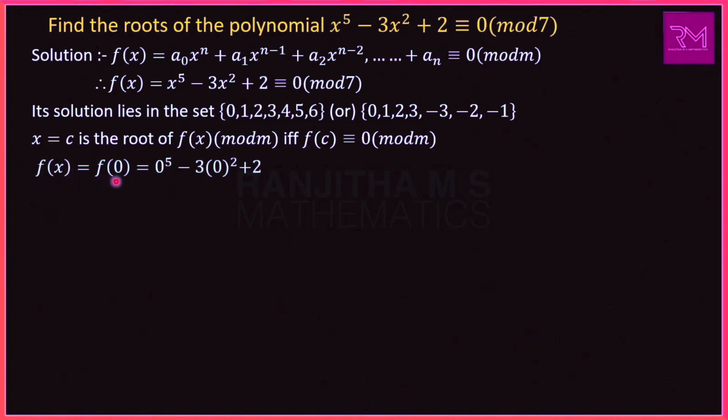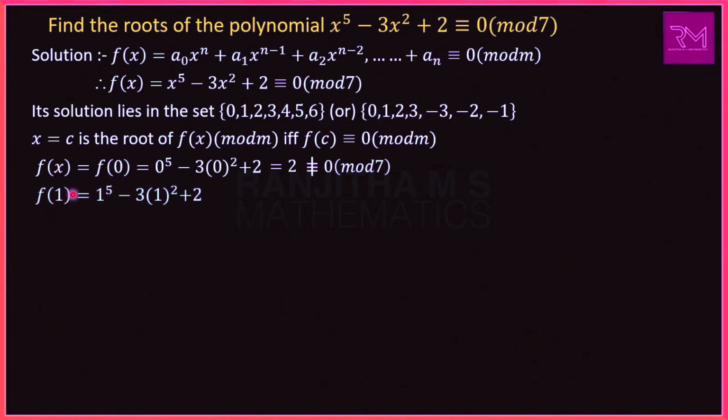So first we check for x equal to 0. If we substitute x as 0 in this polynomial, we get 0^5 minus 3 into 0 squared plus 2. Here this value is 0 and this value is also 0, so we get the value 2. So 2 is not congruent to 0 mod 7, because 7 does not divide 2. Therefore x equal to 0 is not a root of the polynomial. In a similar way, we have to check 1, 2, 3, 4, 5 or 6, or we can substitute 1, 2, 3, minus 3, minus 2 and minus 1.